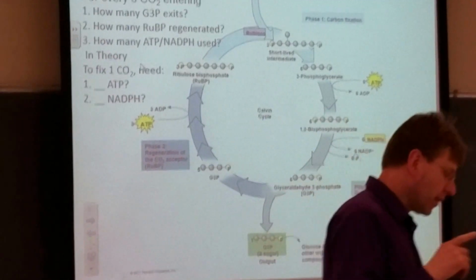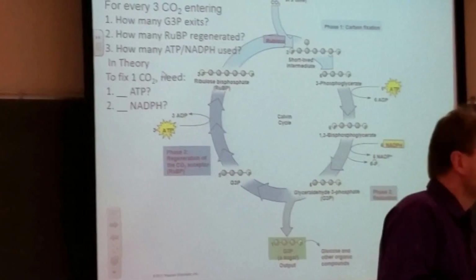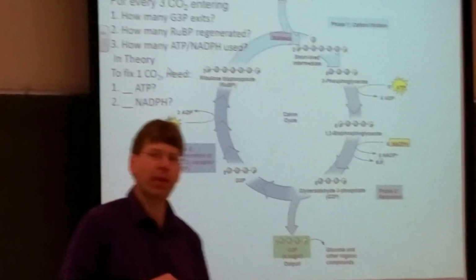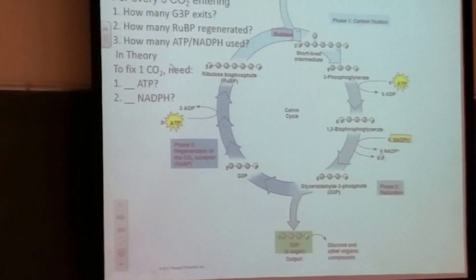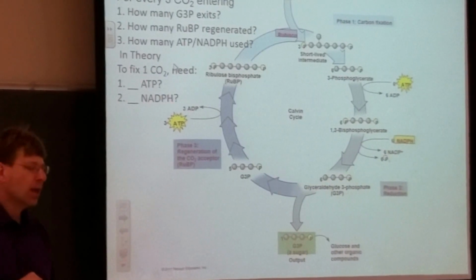The cycle was figured out by a guy by the name of Melvin Kelvin. How would you like to have that for a handle? Melvin Kelvin. A name like that, you're destined to be a nerdy scientist, I think.